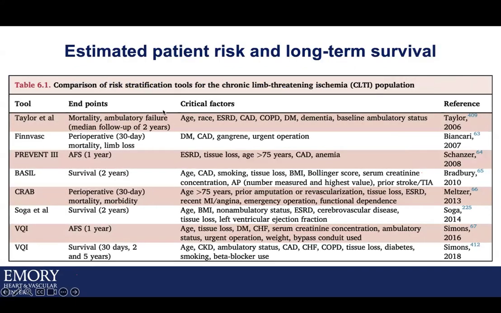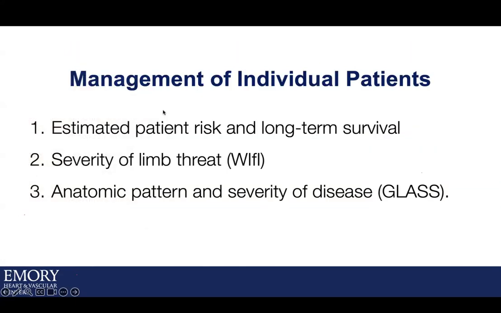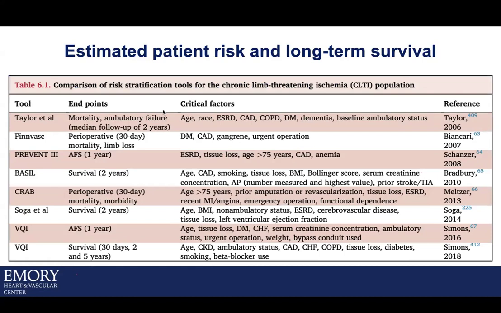There are operative risk tools and life expectancy models that we use to really predict the risk of these patients. Age more than 75, diabetes, CKD, CAD, heart failure, history of strokes, dementia, functional status, frailty scores. All of these are part of your perioperative risk assessment for these patients.